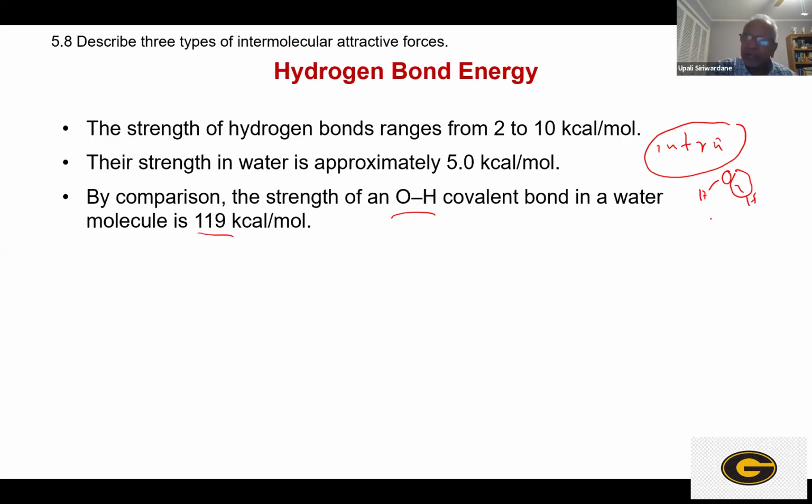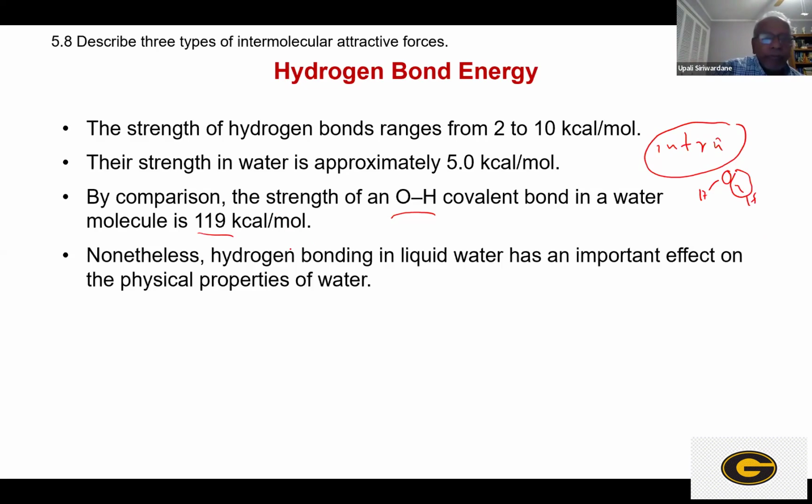The ionic compound, I showed it before, has ionic attractions. They are intraparticle. It's not inter. Therefore, they are the strongest. Hydrogen bonding in liquid water has an important effect on the physical properties of water, even though they are smaller than intramolecular covalent bonds.